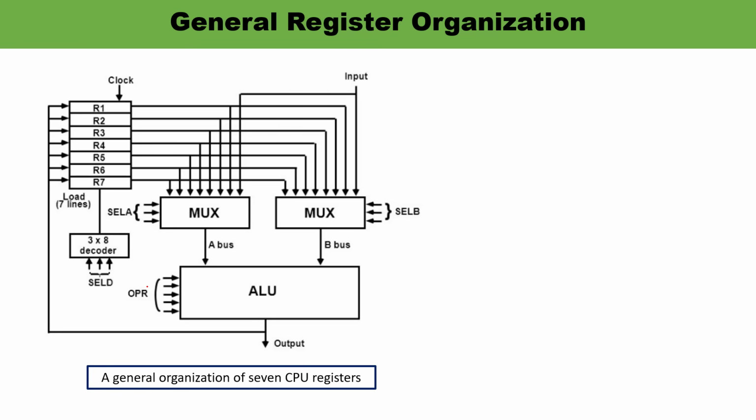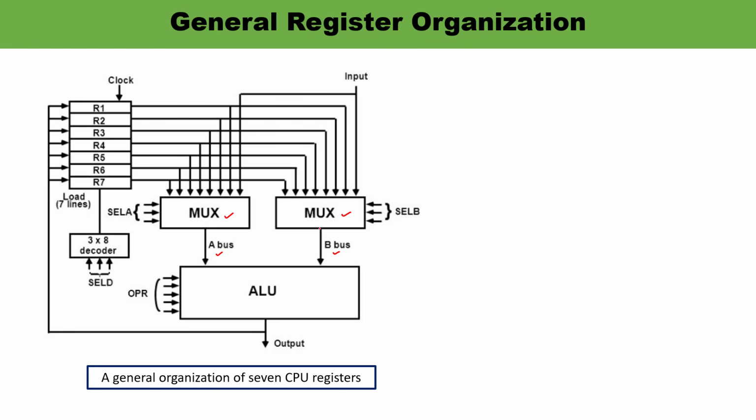Now you can see in this diagram a block diagram of the general organization of 7 CPU registers, or you can say the bus organization for the 7 CPU registers. Here you can see there are 7 registers R1, R2, R3, R4, 5, 6 and 7. The output of each register is connected to two multiplexers, multiplexer 1 and multiplexer 2. From these multiplexers, two buses are formed, A bus and B bus.